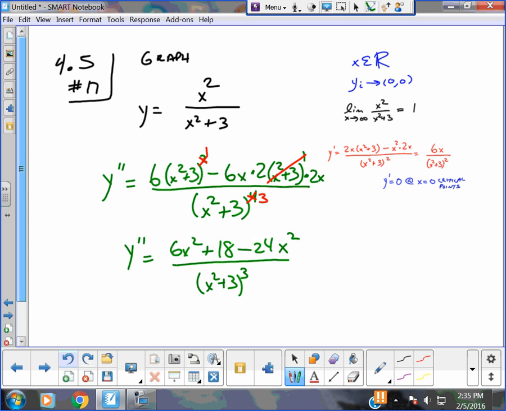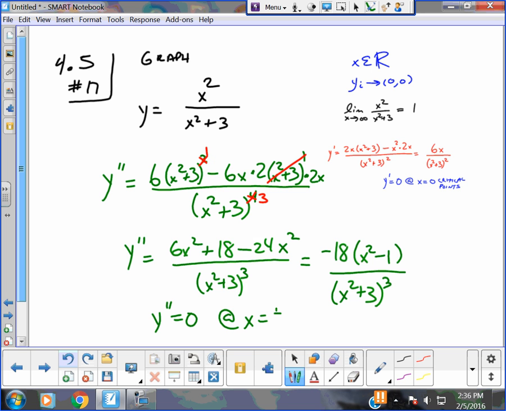You guys agree? I'm going to do 2 steps at once because that's what college professors do. I'm going to factor out negative 18 and write x squared minus 1. And I do that for a reason, obviously, because when you look at that, your first instinct should be, oh, I see where the double derivative y double prime equals 0 at 1 and negative 1. Bottom can't be 0. So I go y prime prime equals 0. Where? At x equals plus or minus 1. Possible points of inflection. Most likely, right? Possible points of inflection.